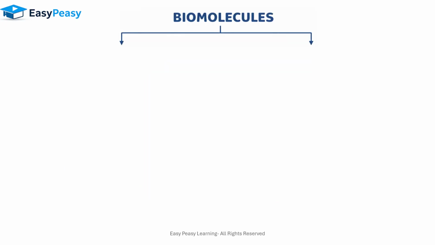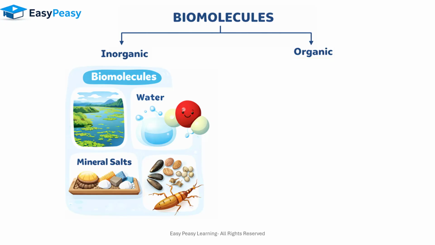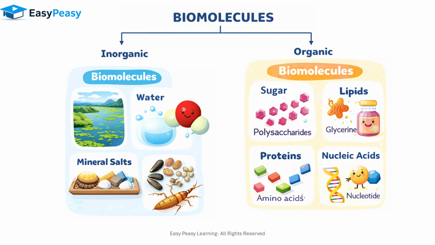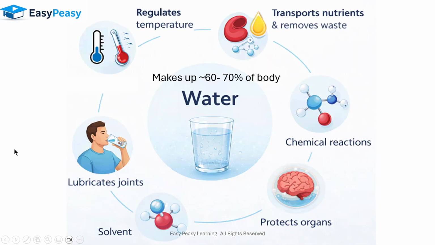for life. Now, these biomolecules can be further categorized into inorganic biomolecules and organic biomolecules. Under inorganic biomolecules, we have two categories, which include water and minerals. And under organic biomolecules, we have carbohydrates, lipids, proteins, and nucleic acids. Now let's discuss each biomolecule in detail. So we will start with inorganic biomolecules, and the first one is water.